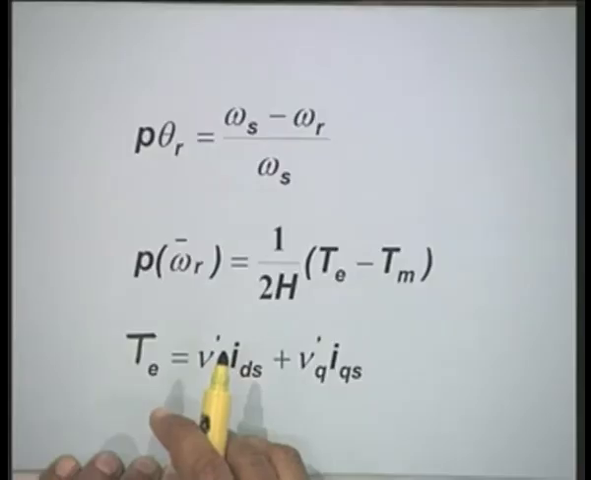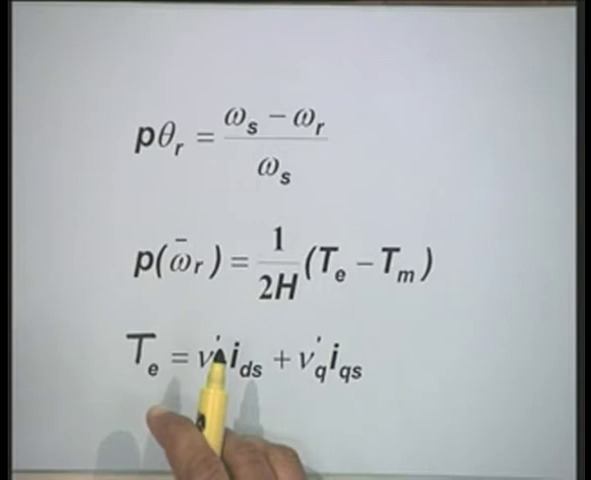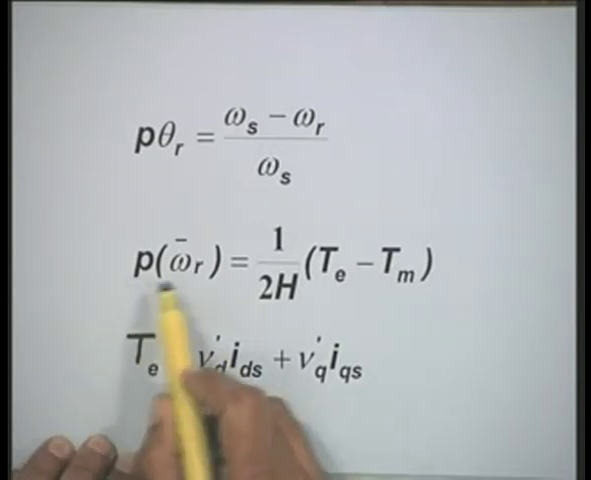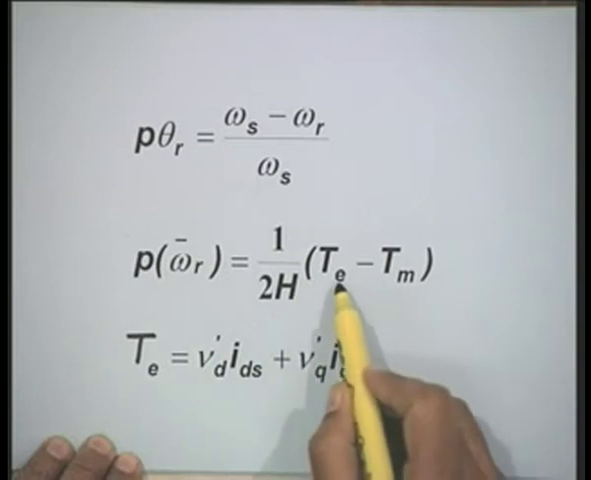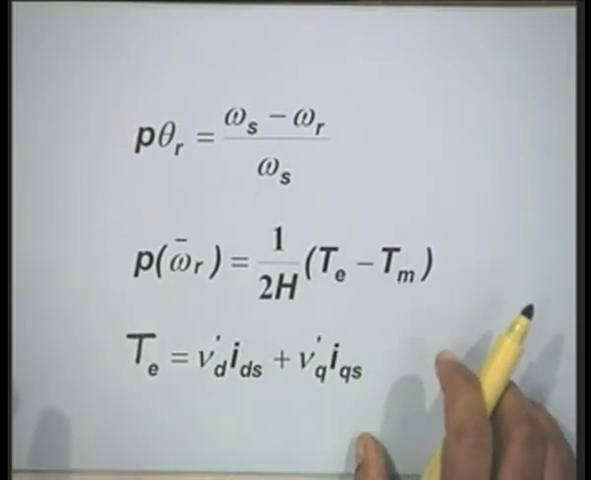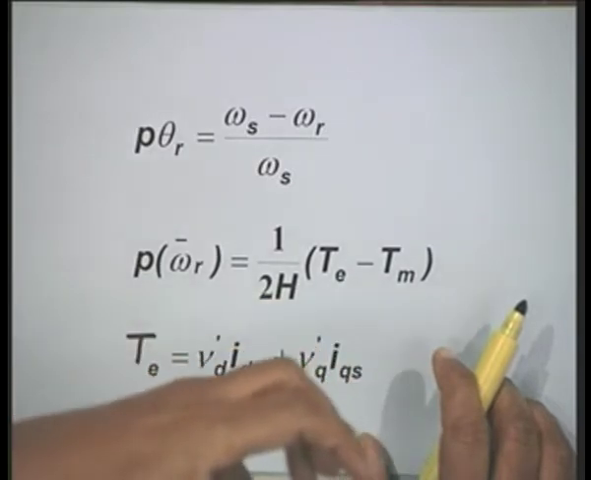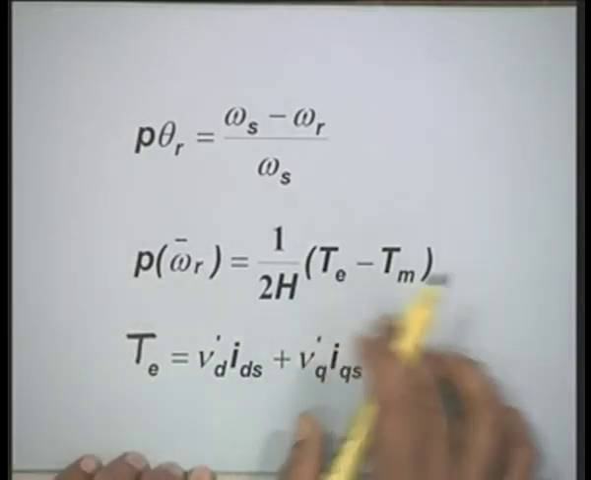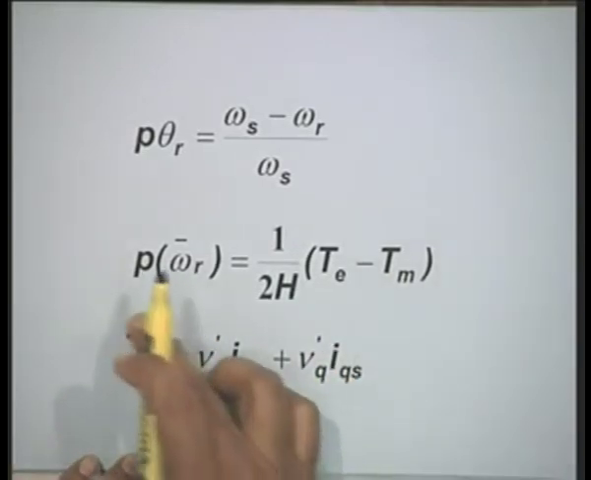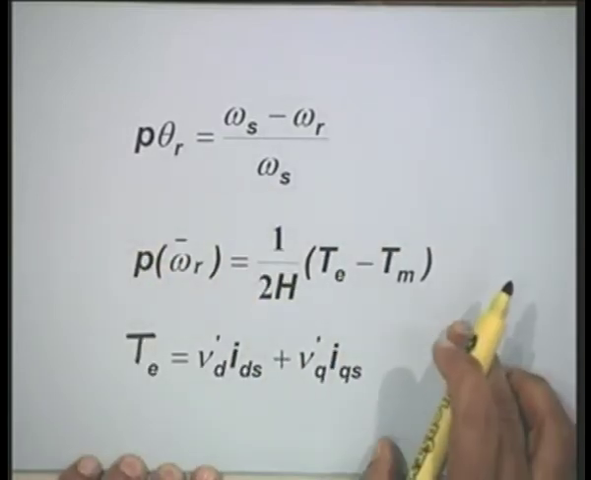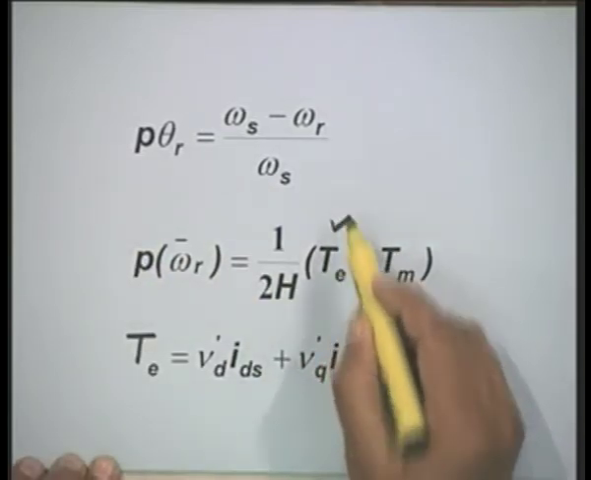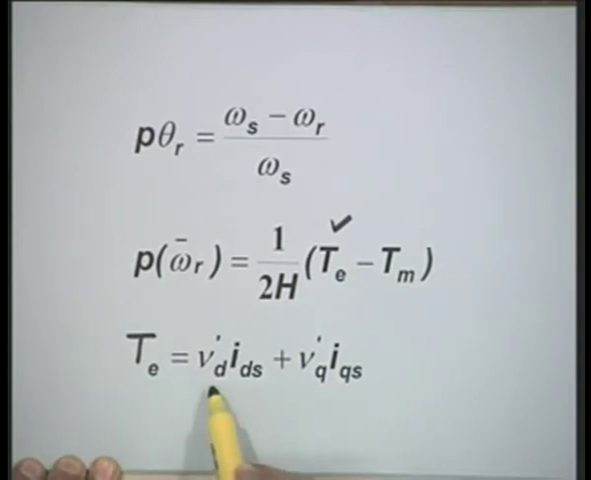Just as we have a swing equation for the synchronous generator, similarly we have a swing equation for the induction motor: d by dt of omega r bar equal to 1 upon 2H times Te minus Tm. Here electrical power is the input and mechanical power is the output. Therefore Te minus Tm is the accelerating torque. This electrical torque is obtained by the equation Te equal to Vd prime Ids plus Vq prime Iqs.